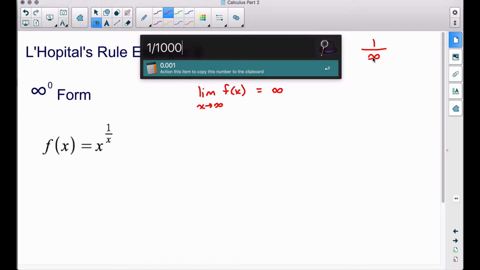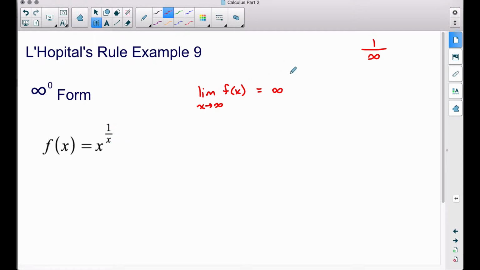1 divided by a really big number, the bigger this number gets in the denominator, down here I have like a million or something like that. Look at this number here. It's getting closer and closer to 0 as I make that bottom number bigger and bigger and bigger. Therefore, 1 over infinity, we're approaching 0 for that exponent. Check out our form, infinity to the 0 power.